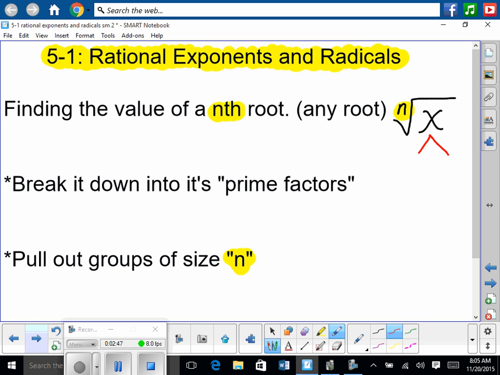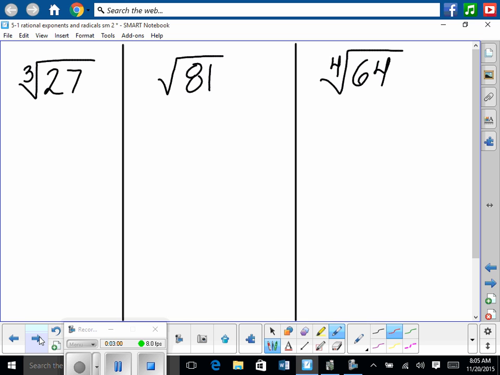Does that kind of make sense? It'll make more sense once we start practicing it. But it should make some sense to you. Does it? We're all good. Okay. All right, so let's go on. So let's just do some examples. So it's straightforward. Very same thing as a square root.